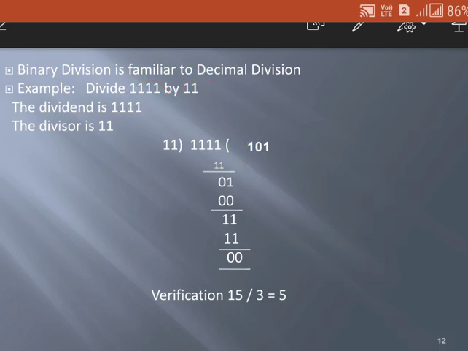So these are the four arithmetic operations on binary numbers. The first one is binary addition. The rules are 0 plus 0 is 0, 0 plus 1 is 1, 1 plus 0 is 1, and 1 plus 1 is 10. And similarly binary subtraction: 0 minus 0 is 0, 1 minus 0 is 1, 1 minus 1 is 0, and 0 minus 1 will be 1.